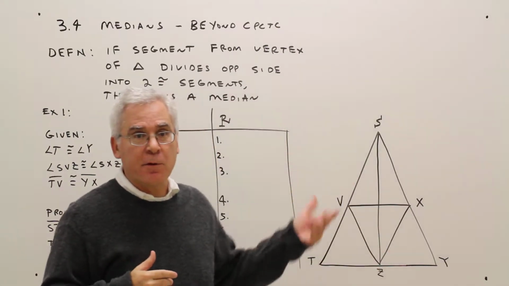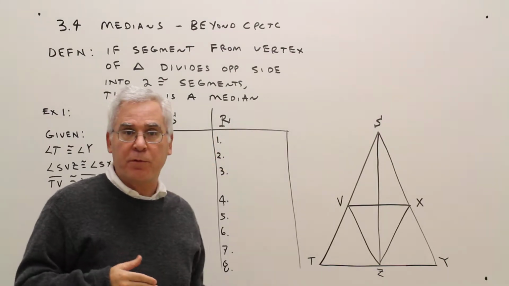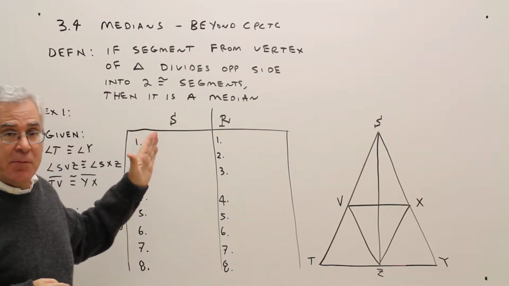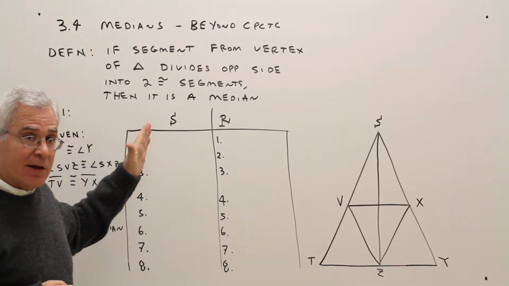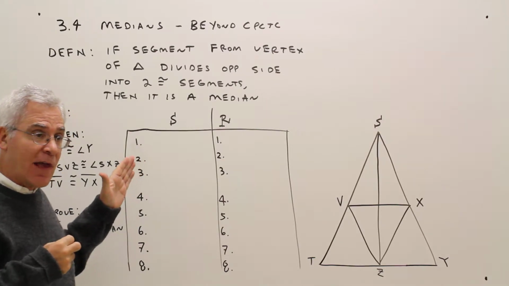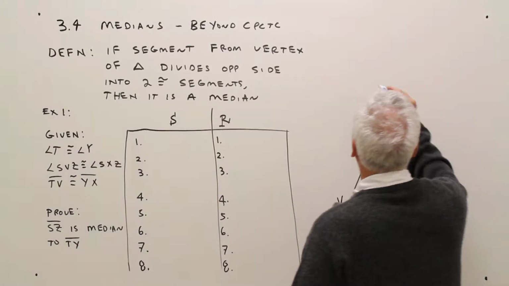So this first topic deals with medians. We'll define it, I'll give you a picture, and we'll do a proof. All right. So, definition: if a segment from the vertex of a triangle divides the opposite side into two congruent segments, then it's a median. Let me draw you a picture over here.